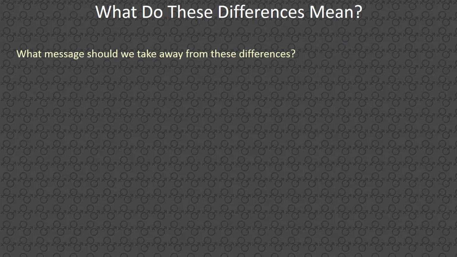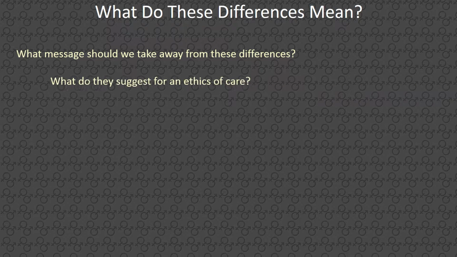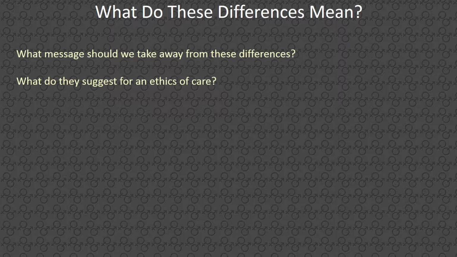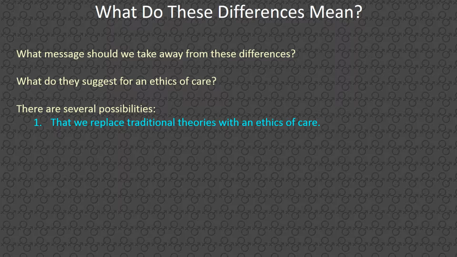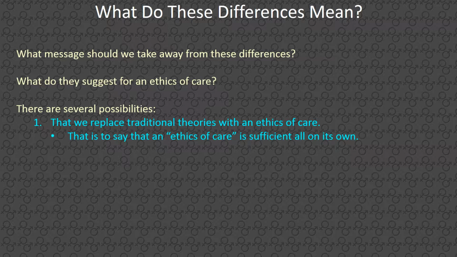But it is one thing to note that differences exist, and another to know what those differences really tell us. What does all this mean? What should we take away from these differences, and what do they suggest for an ethics of care? Somebody could take up a number of positions regarding this. Such a person could say that we ought to replace existing theories, and that an ethics of care is sufficient as a theory all on its own.